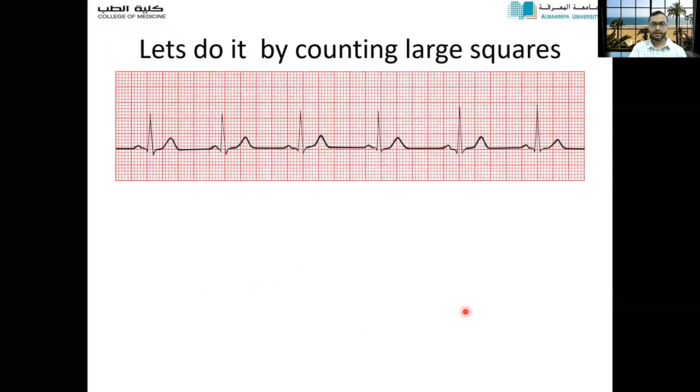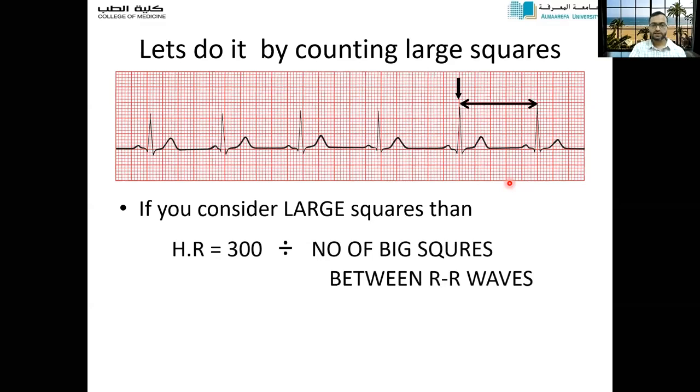Let's do it practically. First, we will use the large squares. Mark the R wave which falls on the darker line. Count the distance to the next R wave. Now the distance to the next R wave is how many big squares? 1, 2, 3, 4, 5. So our formula is 300 divided by the number of big squares. The number of big squares is 5, and the answer will be 60 beats per minute.